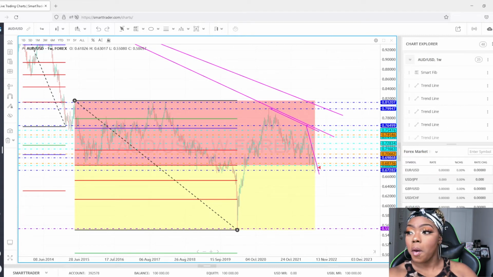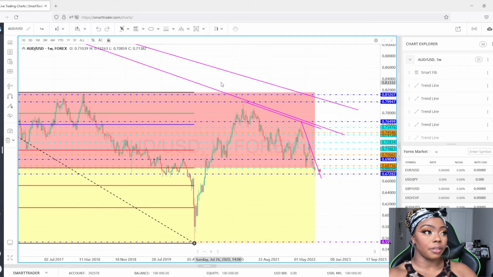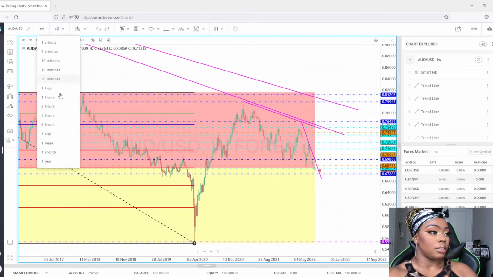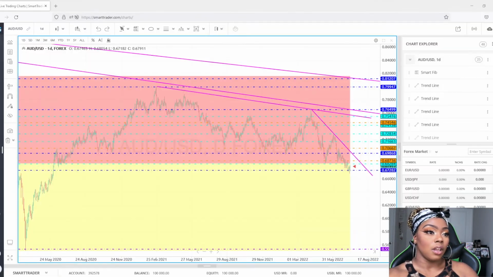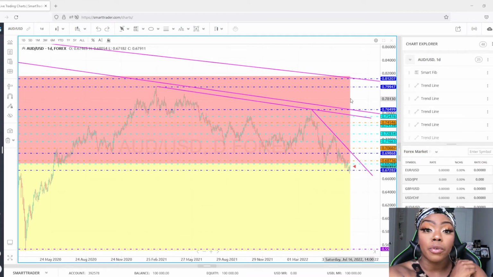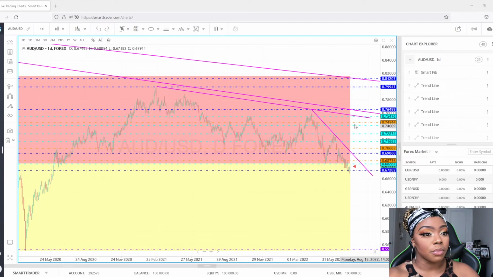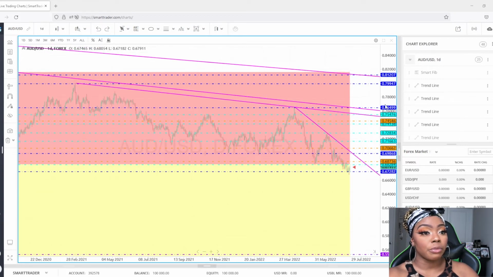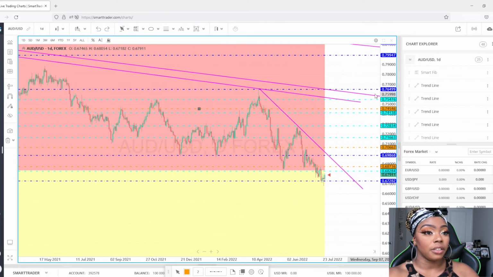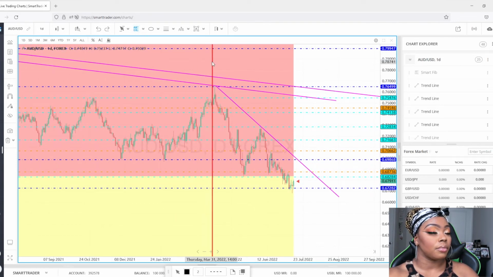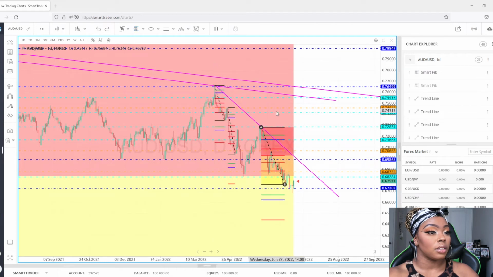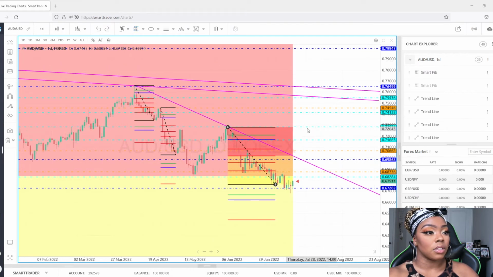So, let's see. Let's figure out what we can do here. I'm going to go on my daily chart. I like to trade on the 4-hour chart. So, I'm going to go to the most recent extreme high, which is here. And then I'm going to drop fib. That way we can see what's going on.